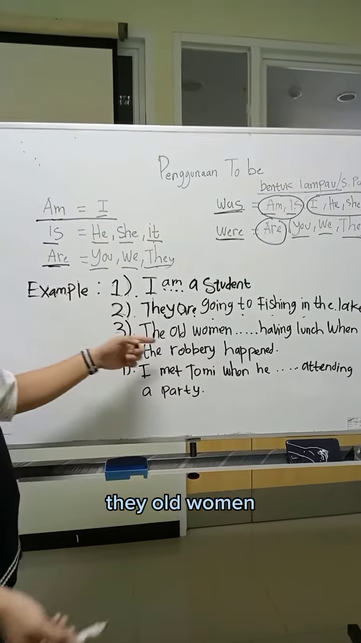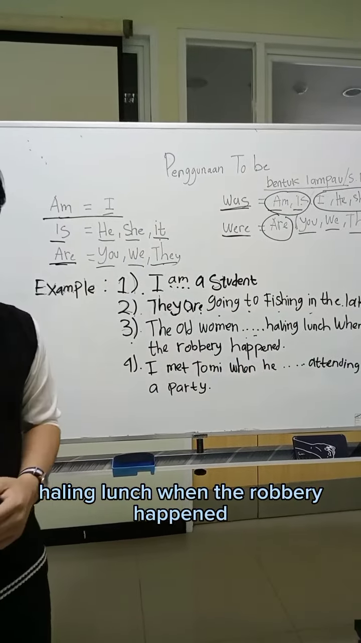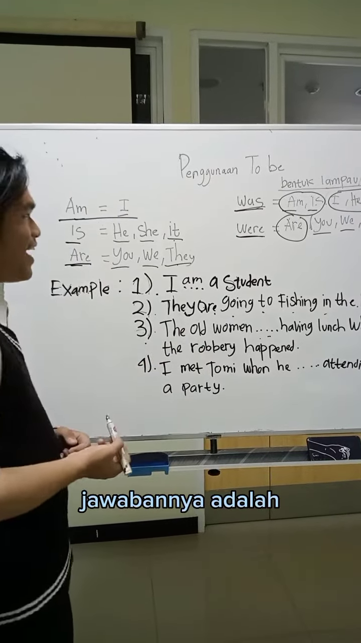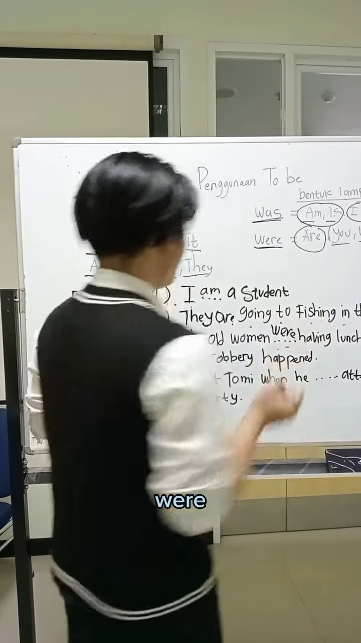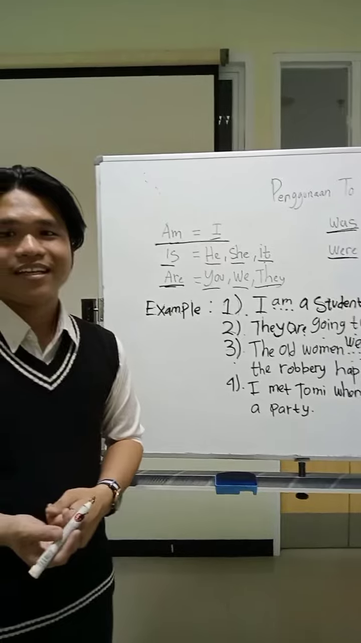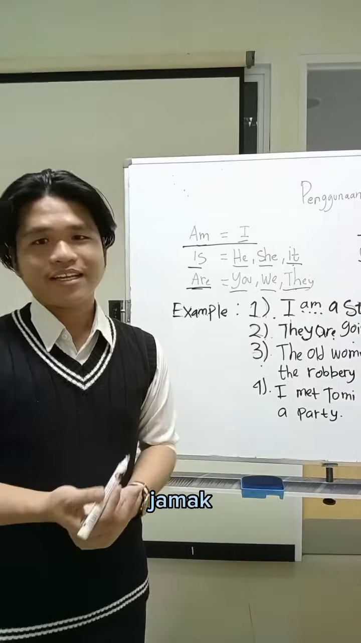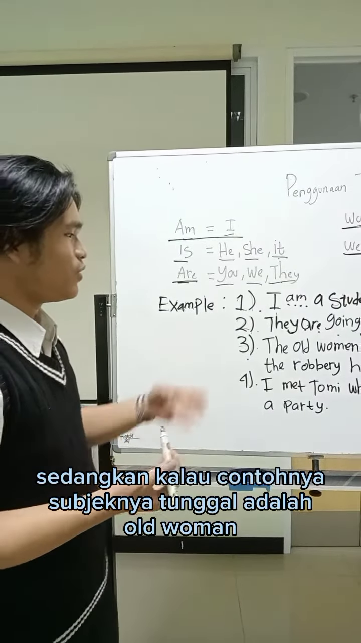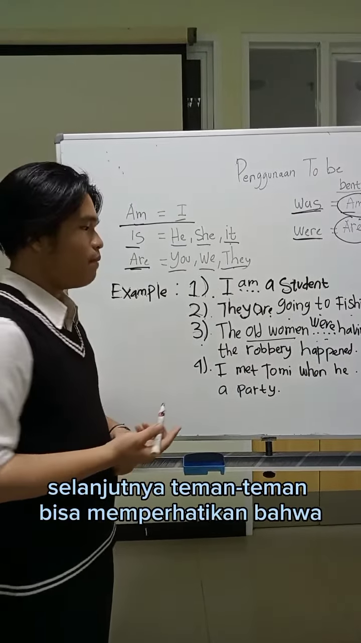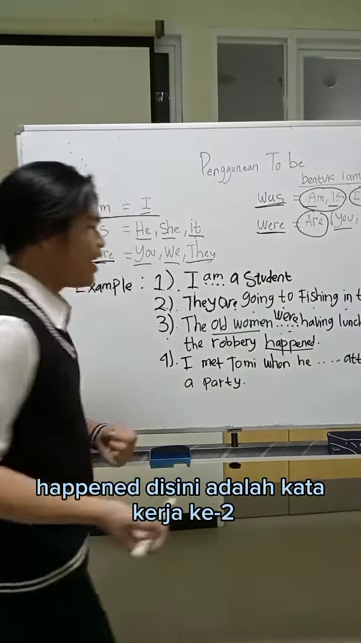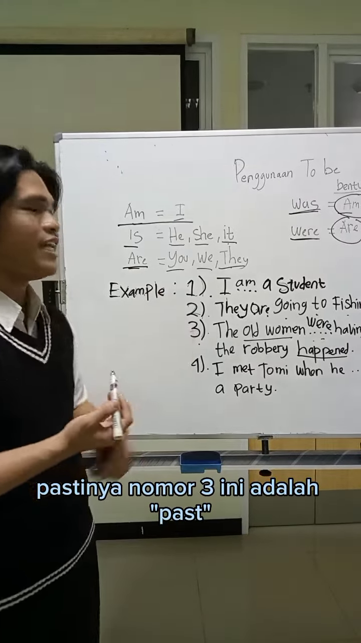Number 3. The old woman blah blah blah having lunch when the robbery happened. Jawabannya adalah were. Kenapa? The old woman itu adalah jamak. Sedangkan kalau contohnya subjeknya tunggal adalah old woman. Selanjutnya teman-teman bisa memperhatikan bahwa happen di sini adalah kata kerja kedua. Jadi kita tahu bahwa pastinya nomor 3 ini adalah past.